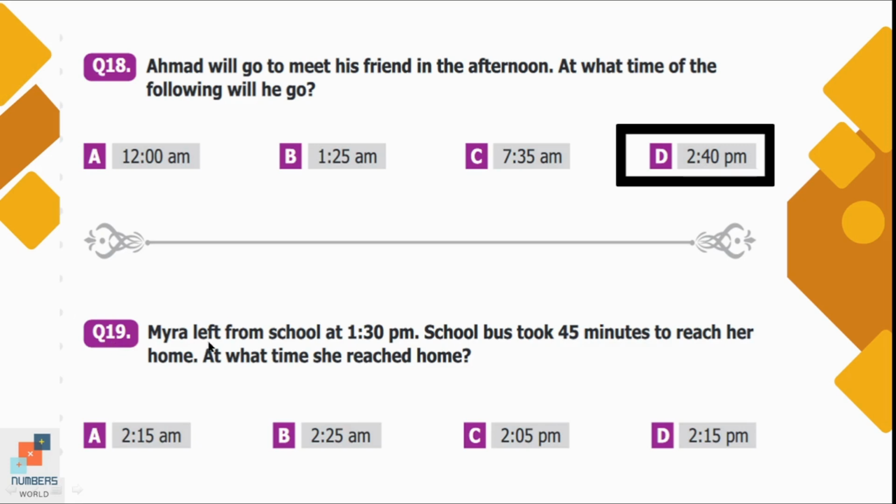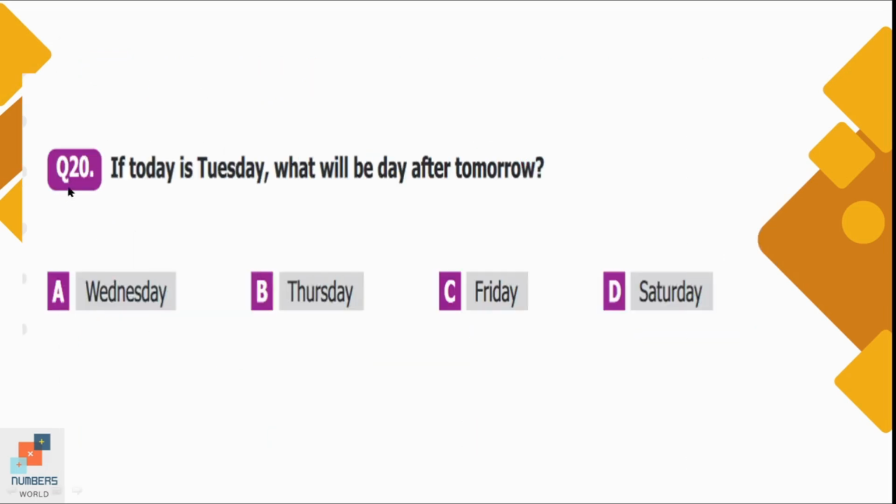Question number 19. Myra left from school at 1:30 PM. School bus took 45 minutes to reach her home. At what time did she reach home? So 1:30 PM plus 45 minutes. So the time is 2:15 PM. So option D is the correct option over here. Question number 20. If today is Tuesday, what will be the day after tomorrow? If today is Tuesday, tomorrow will be Wednesday and the day after tomorrow is Thursday. So option B is the correct option here.